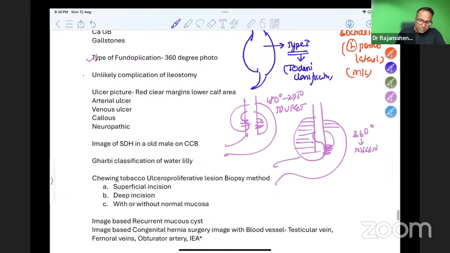Okay, Toupet. So, unlikely complication of ileostomy. Can some of you recall this answer? Unlikely complication of ileostomy, because I could not get the choices. So the most common complication of ileostomy is ileostomy-induced skin excoriation. That is the most common complication. Surrounding skin excoriation is a common complication. Skin damage and skin excoriation is a common complication.